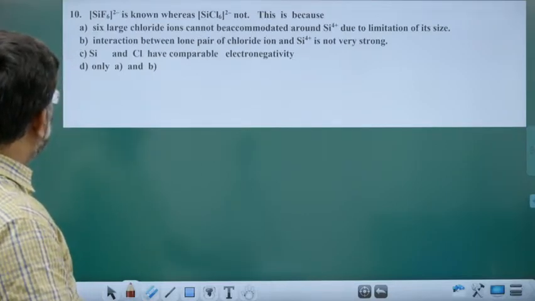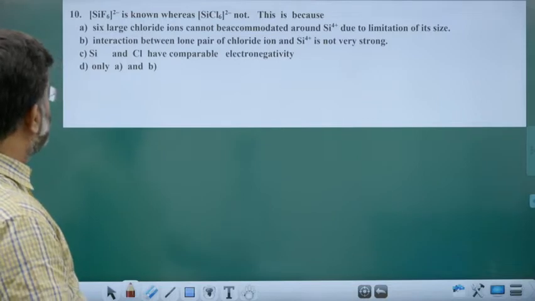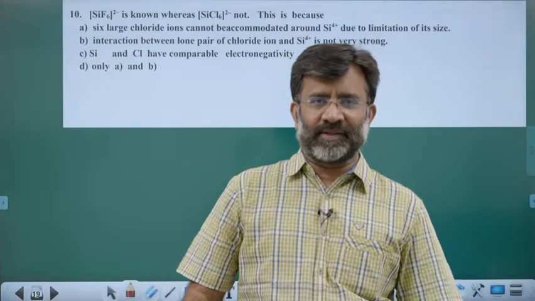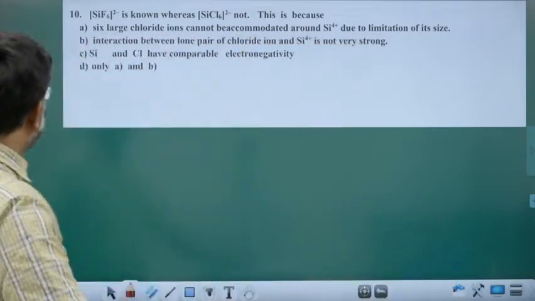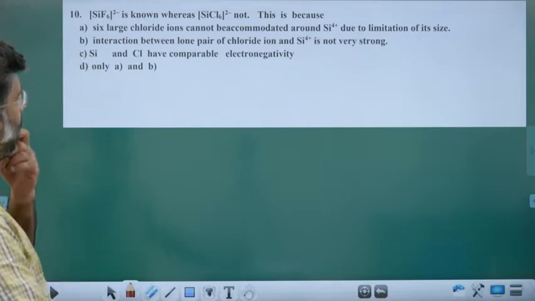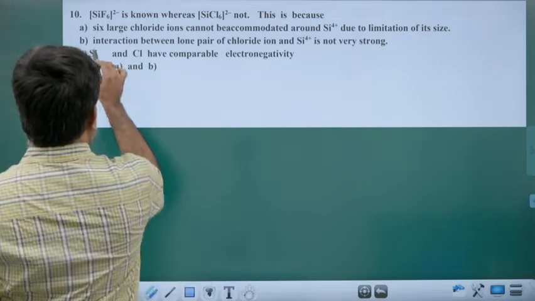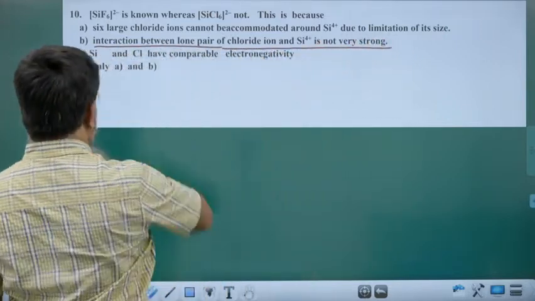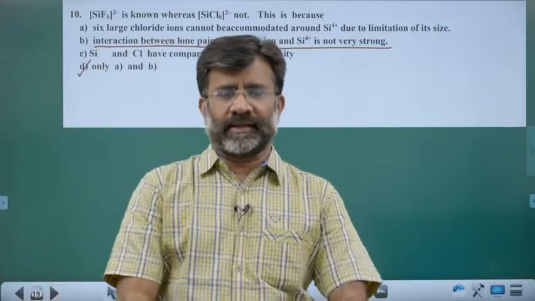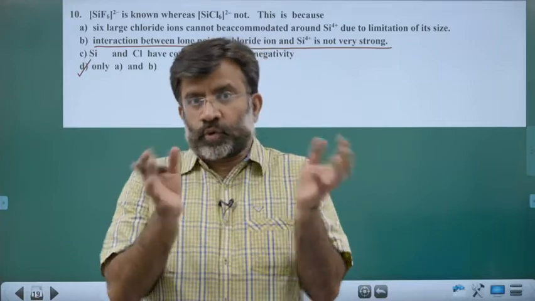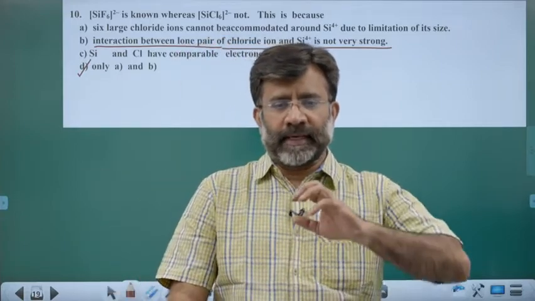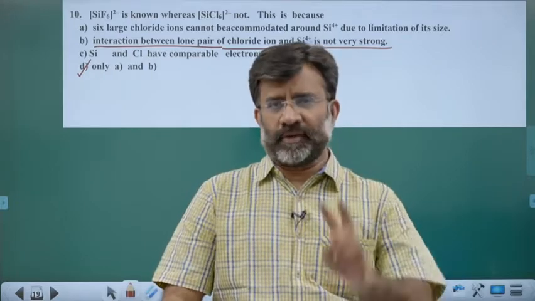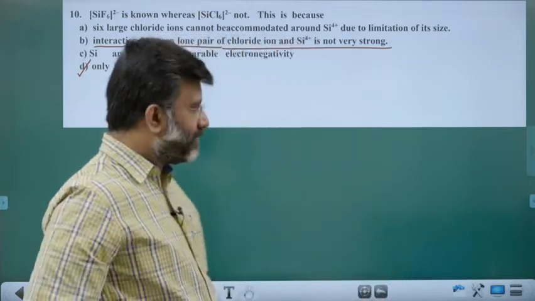SiF6 2- exists, whereas SiCl6 2- does not. This is the question I was commenting on earlier, from the textbook, the solved example. What are the points given? Six large chloride ions cannot be accommodated. We have already seen that. The interaction between the lone pair of the chloride ion and Si4+ is not very strong. That is the reason. So, due to size, there is a steric factor and there is a lack of effective interaction. It was clearly explained in the textbook with the two reasons. Right? Next question.